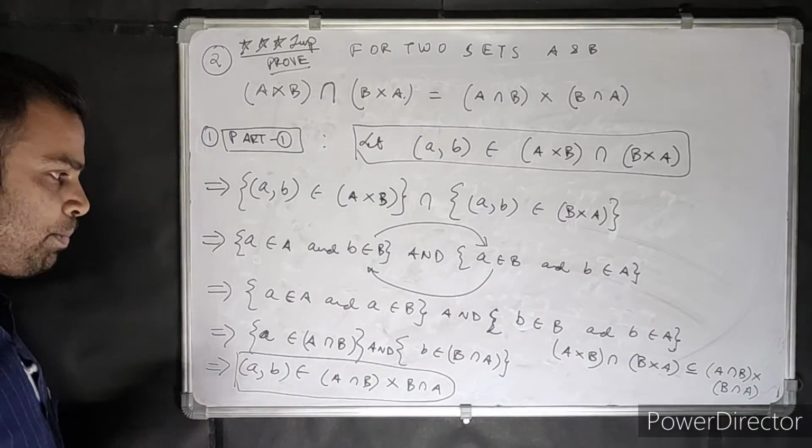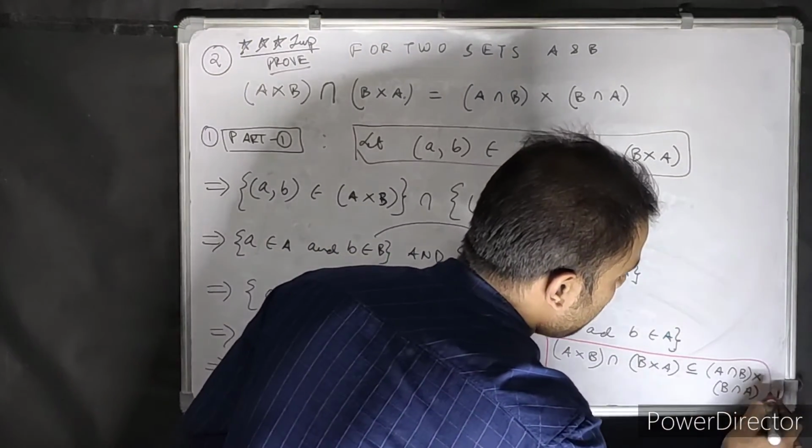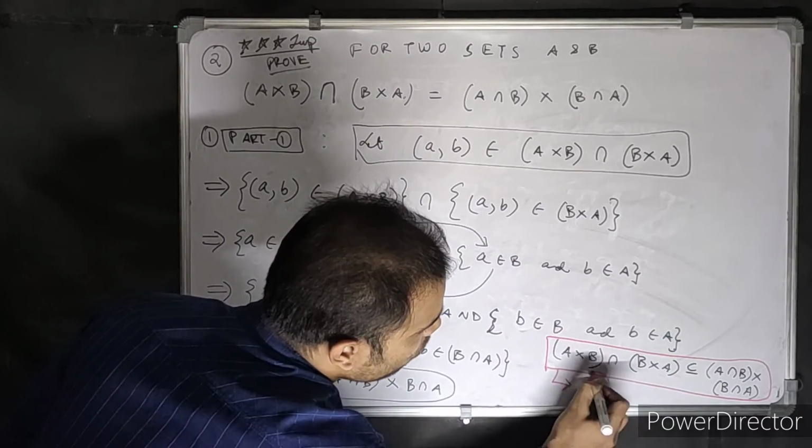So that is your next step. That's your part 1, I mean. Sorry. So you can write this as part 1. Write it as part 1. So this is your P1.